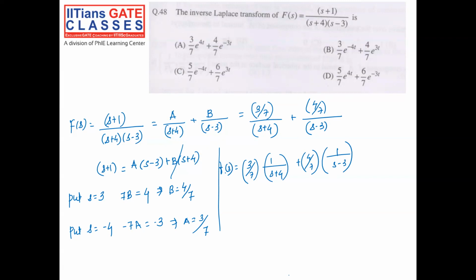If we take the inverse Laplace of this, we know the property that inverse Laplace of 1 upon s minus a is equal to e to the power at. Using that logic, we can say f of t will be equal to 3 by 7 e to the power minus 4t plus 4 by 7 e to the power 3t. Looking into the options, it is clear that option B is correct in this case.